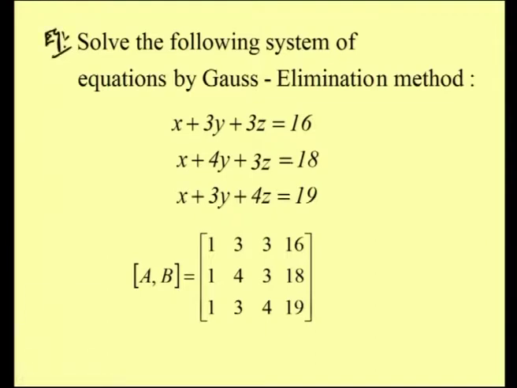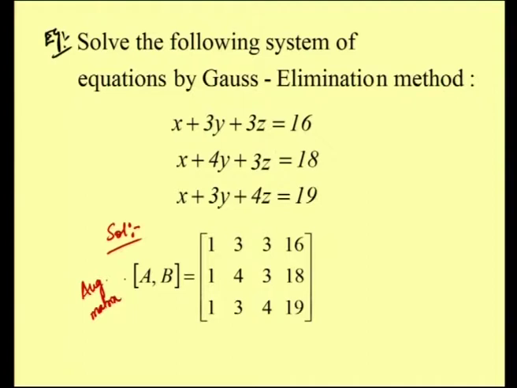Solve the following system of equations by Gauss-Elimination method: x plus 3y plus 3z is equal to 16, x plus 4y plus 3z is equal to 18 and x plus 3y plus 4z is equal to 19. The solution starts like this: before that, write the equations in the matrix form.